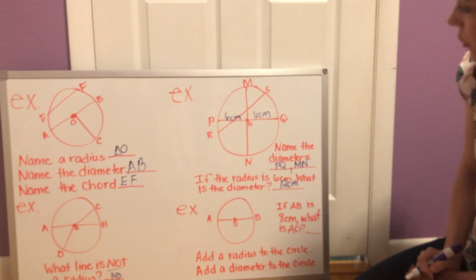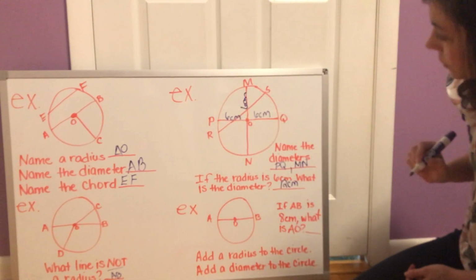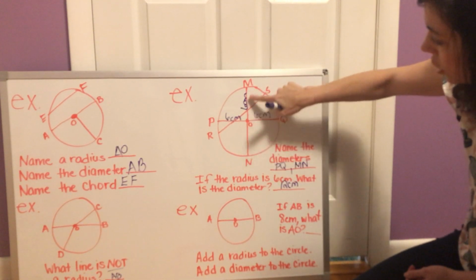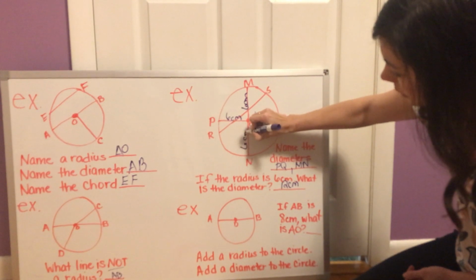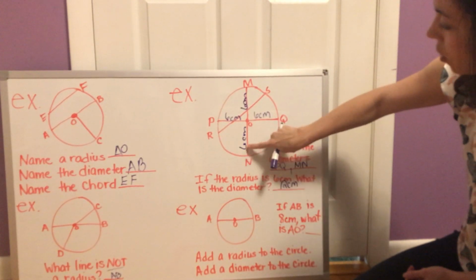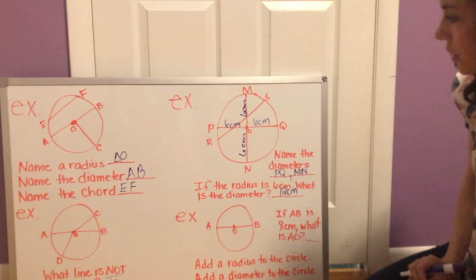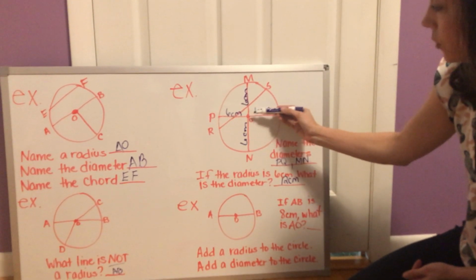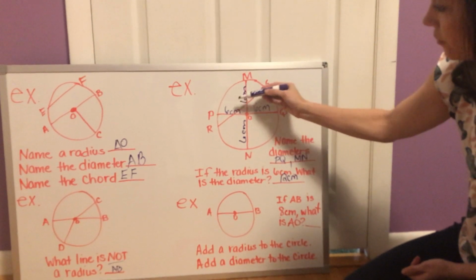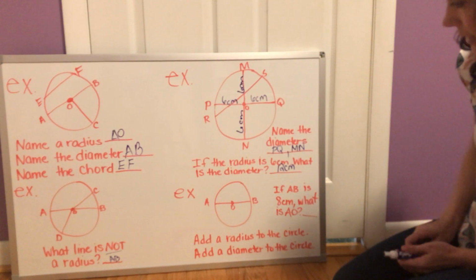Let's see if we can find another one. So this would be 6 centimeters as well because it is a radius from M to O. And then N to O would also be 6 centimeters. So the whole line right here from MN would be a diameter and it would be 12 as well. So any point from the edge of the circle to the middle is going to be 6 centimeters, and we have 4 of those on this shape. Let's move down to the last example.